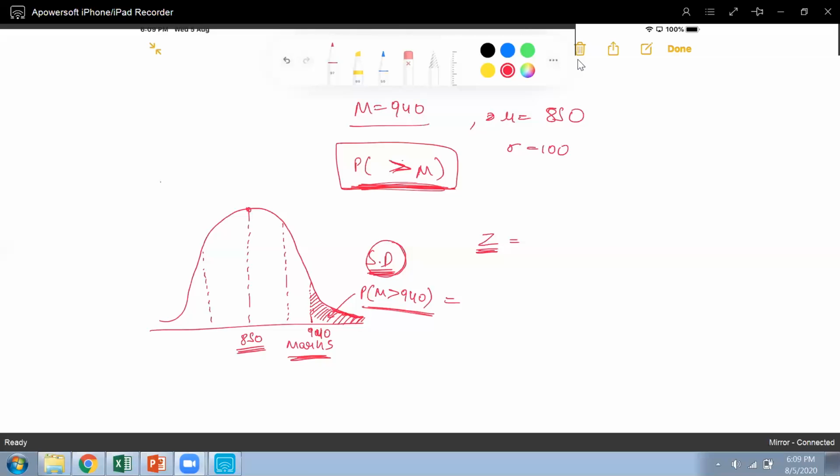What is the value for this formula for z value? Okay, it is pretty simple: x minus mu divided by sigma. I will put x as 940, minus mu, which is 850, whole upon sigma, and sigma is 100. In this way I will find the z value.